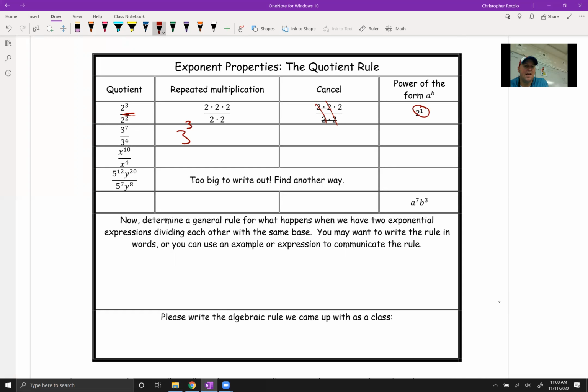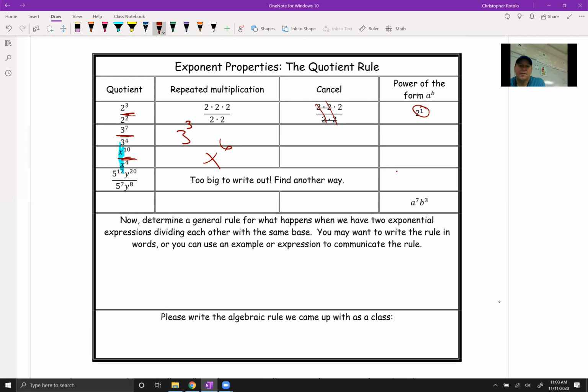What about x to the 10th over x to the 4th? Again, I have to make sure I have the same base to be able to do this. Then I'm going to subtract. So I get x to the 10 minus 4 gives me 6. I will often use that division sign like a minus just as a reminder of what's going on.